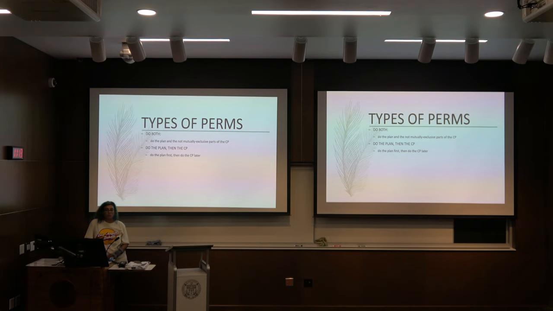Okay. So the plan and the not mutually exclusive parts, it just means do the parts of the plan that can be done together. In this case, my perm that I gave my friend is a do both perm. I told them, fine, let's get pizza and salad so that both of us are happy. It means that we would have to find a place that serves both pizza and salad, but it can be done. So it is a do both perm.